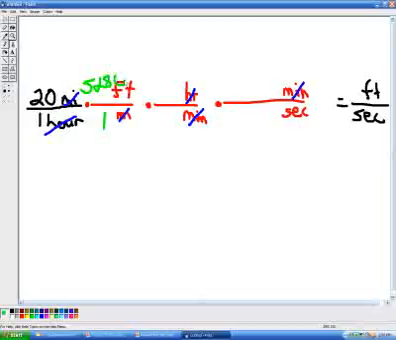If you don't know that, you should. That's a good conversion to have in your head on a regular basis. 1 mile is 5,280 feet. 1 hour is 60 minutes. 1 minute is 60 seconds. Okay?